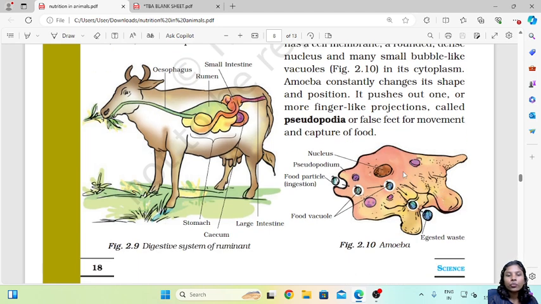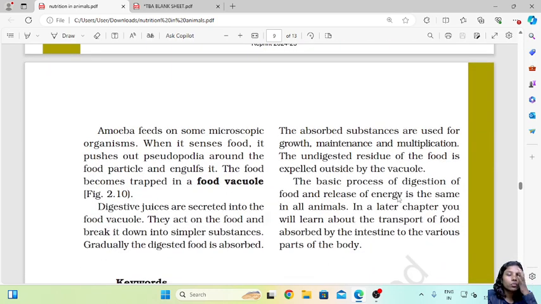So this is the amoeba that is present. It has these food vacuoles. It has pseudopodia and it has the nucleus. This is known as the false feet, and because of this false feet it is able to move, and also with this only it is able to capture its food. So amoeba feeds on some microscopic organisms. When it senses food, it pushes out pseudopodia around the food particle and engulfs it.